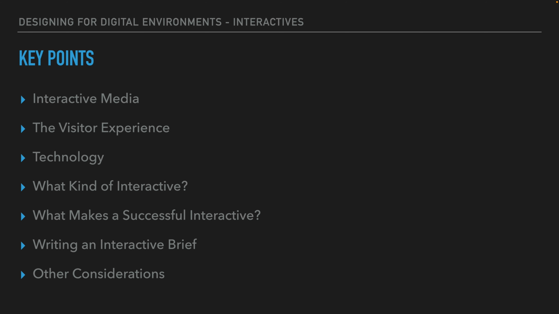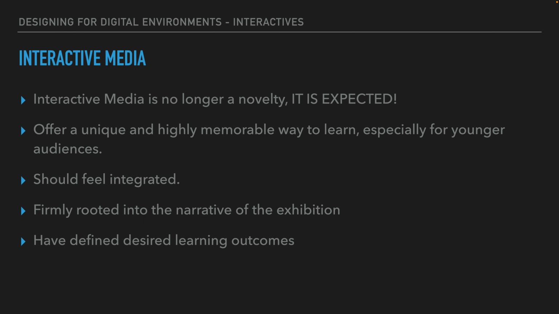So when we talk about design briefs, we're going to talk about an interactive brief. What goes into writing that interactive brief? And then lastly, any other considerations that go into interactives. So what exactly is interactive media? It's anything that we ultimately go in and interact with.